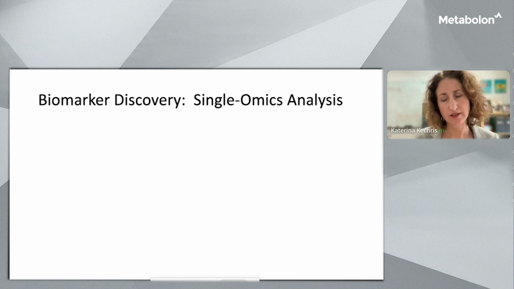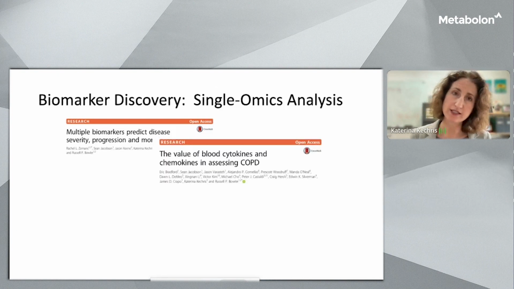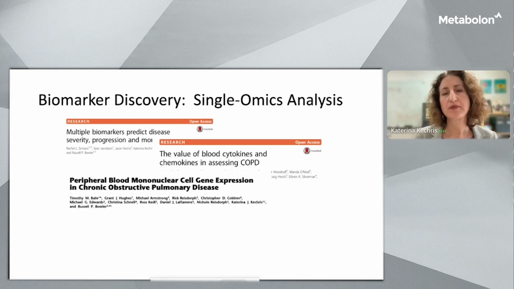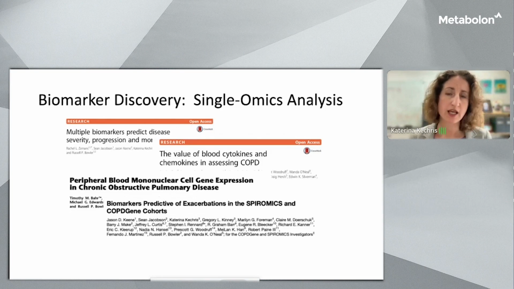So as our group started to generate different omics data, we first started with a single omics analysis, just trying to find what are the proteins or metabolites or genes that are associated with some disease phenotype. Since this was in blood, we consider this to be biomarkers. And I just have examples of studies. We've published dozens of studies in this area, looking at COPD severity and progression and mortality, looking at certain classes of biomarkers like cytokines and chemokines, looking at not only proteins, but also gene expression, and also other types of phenotypes like exacerbation history, and also linking with other cohorts.